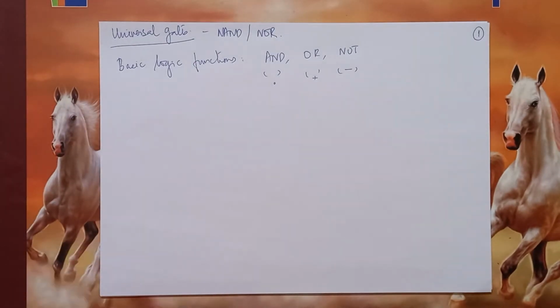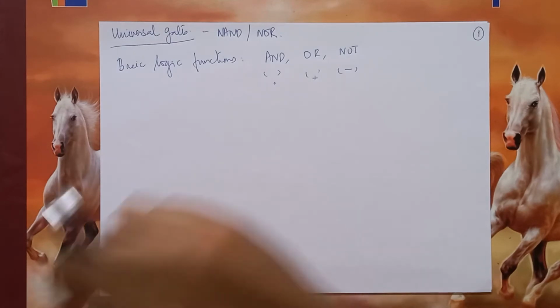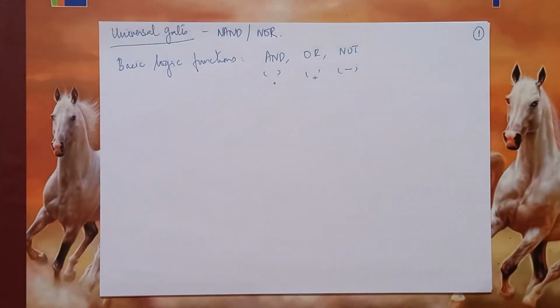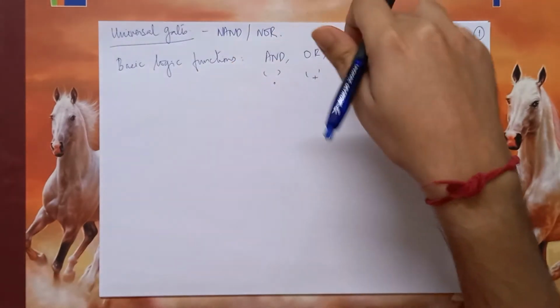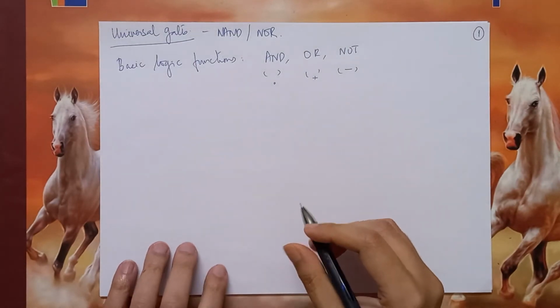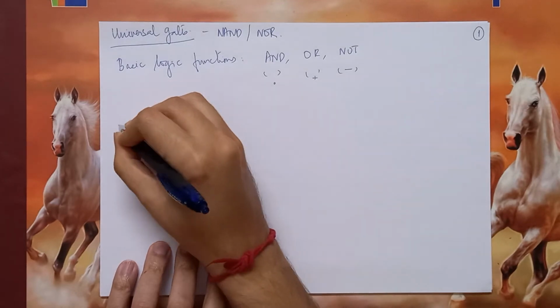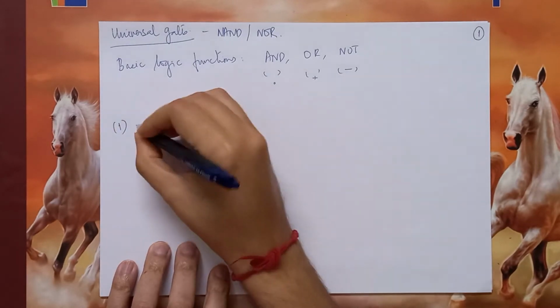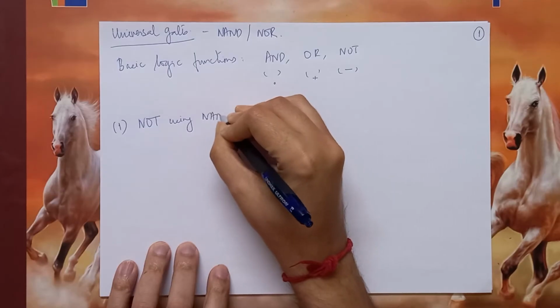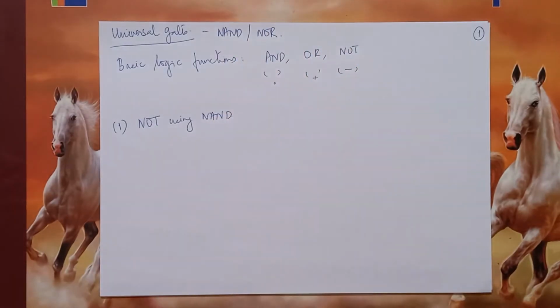That means we can realize any logic function using only NAND gates or only NOR gates because all logic functions have these three operations as their basis. So once we are able to realize each of these functions individually, we can realize any logic function under the sun. So let us try to do this. First, let us try to do NOT using NAND. Let's choose the NAND gate first.